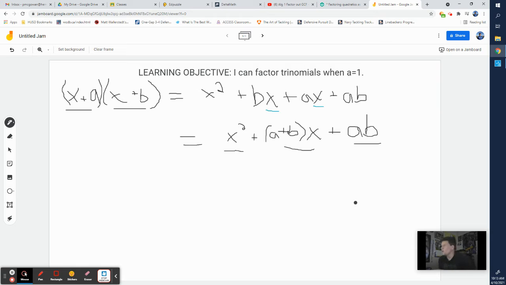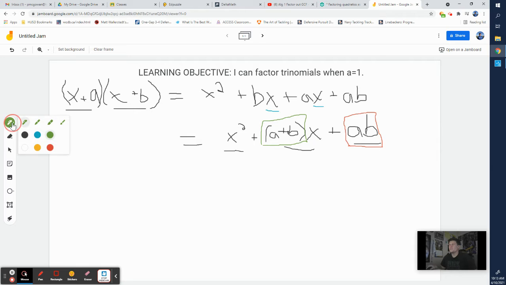Our answers for trinomials normally turn out like this. There's something very important I want you to see. It's a pattern that we're going to use to factor all these trinomials. Notice the constant term is a times b. Notice the x term, our linear term, is a plus b.